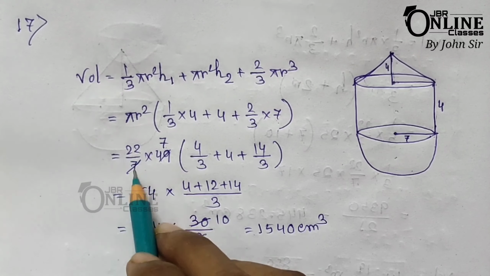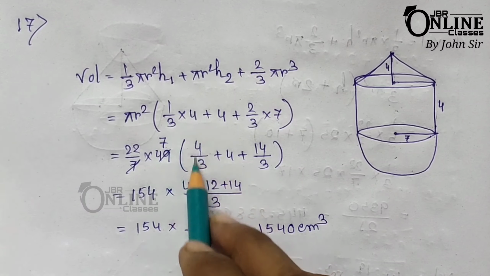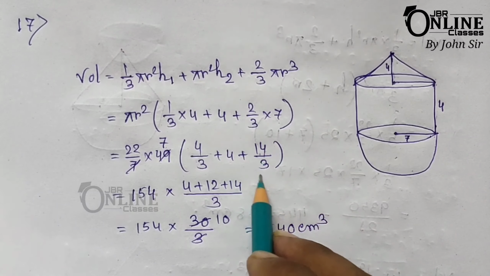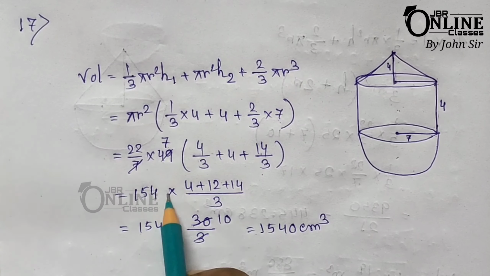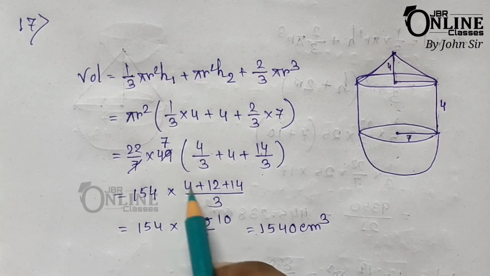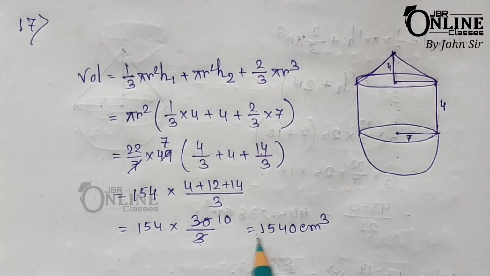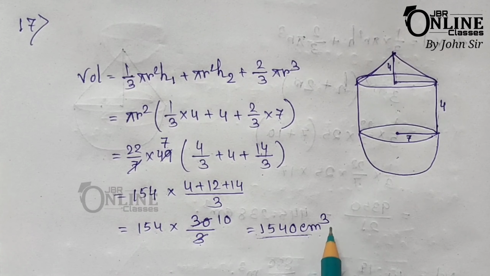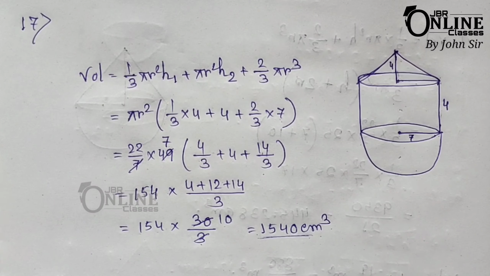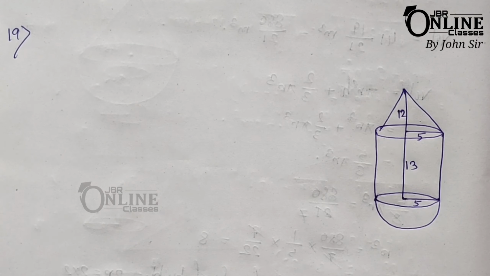So now pi means 22 by 7, r square means 49, then 4 by 3 it's 4, and here 14 by 3. So it's become 154 into, now after LCM it will be 3, and here 30 by 3, so that equals 10. So 154 into 10, that becomes 1540 centimeters cube, is the final answer. Now sum number 18. Sum number 18 is the same as sum number 17, so I hope you can solve it.